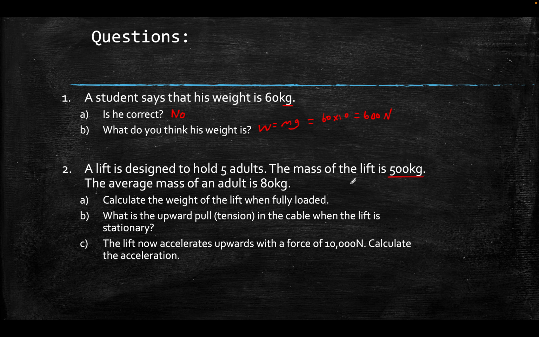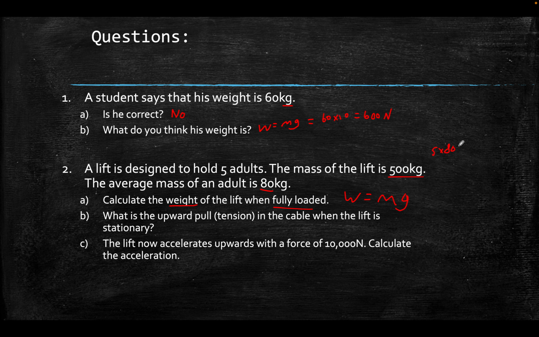I have a lift designed to hold 5 adults. The mass of the lift is 500 kilograms. The mass of each adult is 80 kilograms. Calculate the weight when it's fully loaded, full with people. Okay, so W equals mg. We know this. The problem is we have a lot of masses. 5 adults, so you will do 5 times 80.